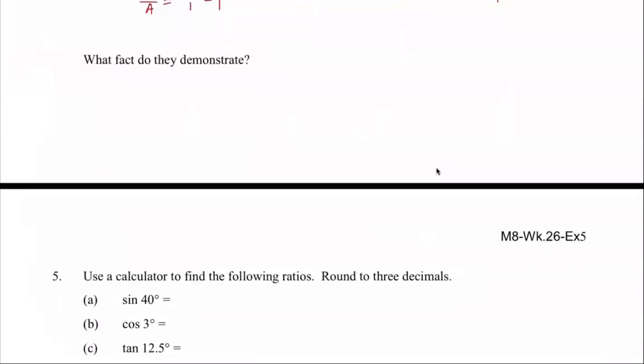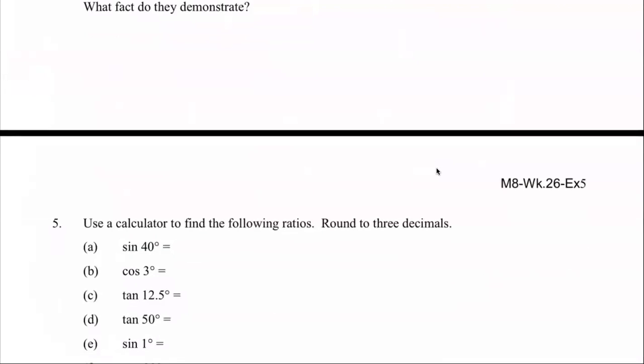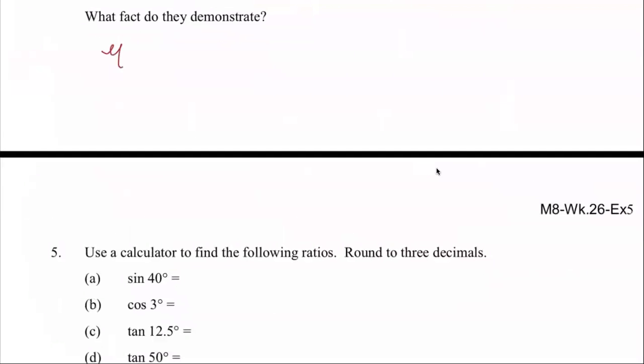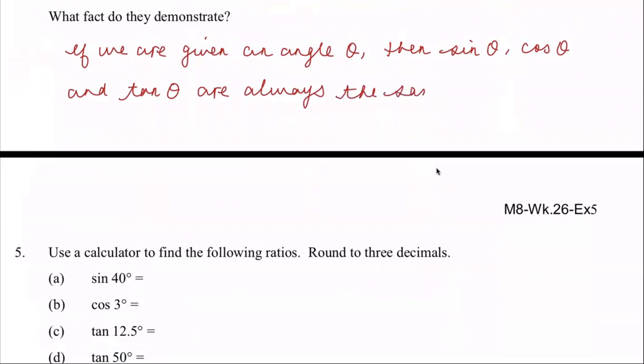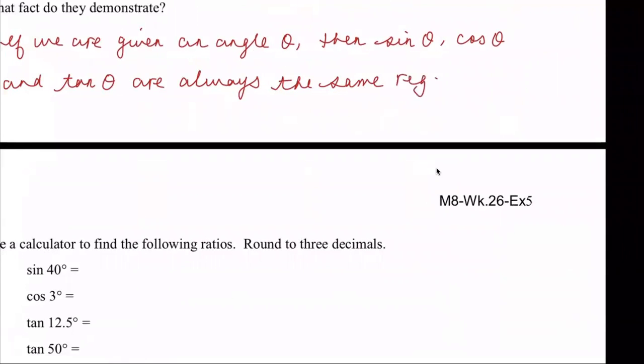What fact do they demonstrate? This fact is, if we're given an angle theta, then sine theta, cos theta, and tangent theta are always the same, regardless of the size of the triangle.